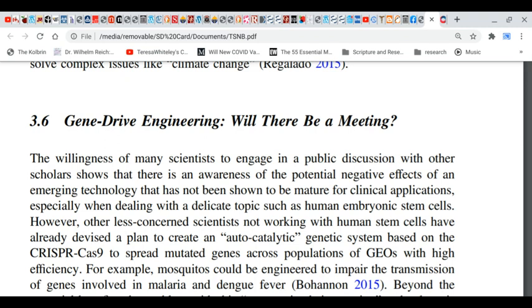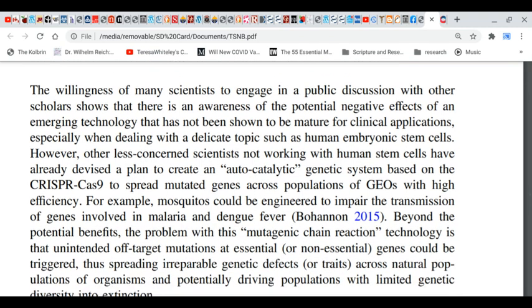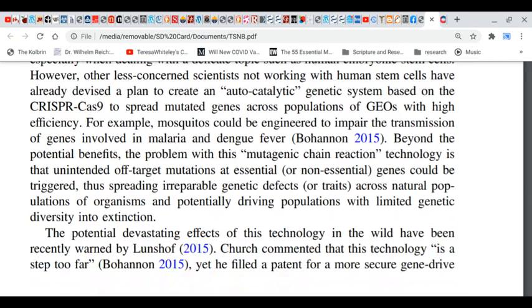For example, mosquitoes can be engineered to impair the transmission of genes involved in malaria and dengue fever. Beyond the potential benefits, the problem with this mutagenic chain reaction technology is that unintended off-target mutations at essential or non-essential genes could be triggered, thus spreading irreparable genetic defects or traits across natural populations of organisms and potentially driving populations with limited genetic diversity into extinction.